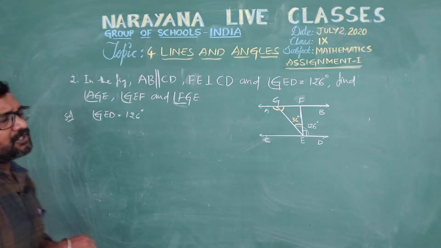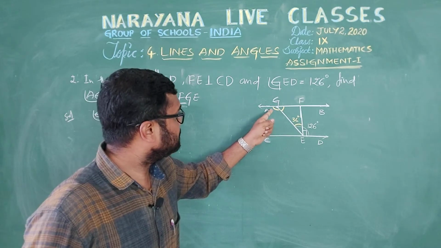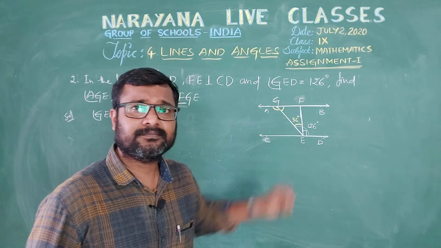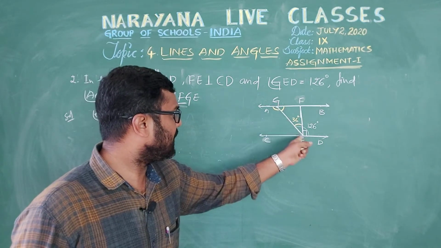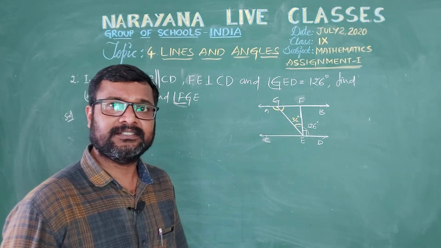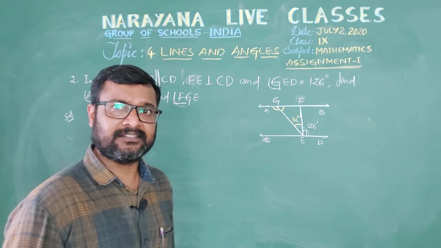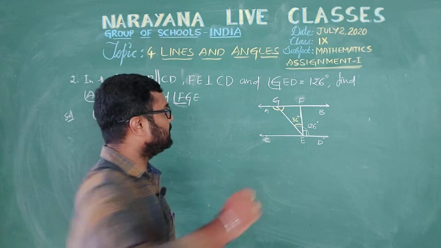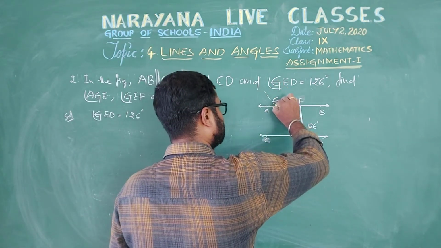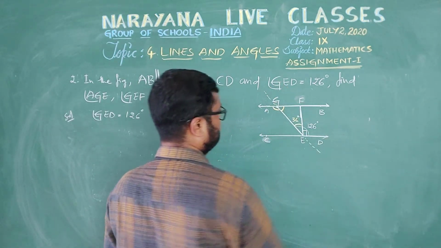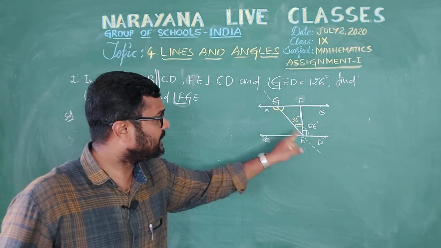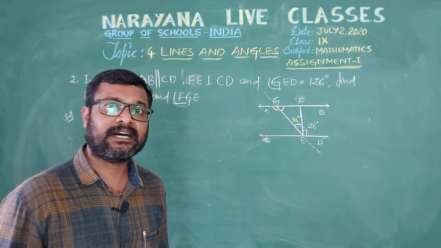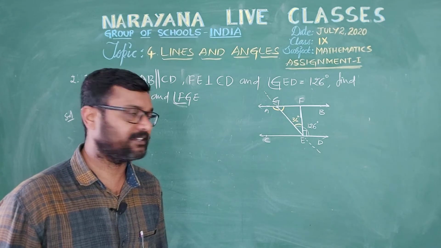See, now see here, these two are distinct parallel lines, and this line G is a transversal line, isn't it? So let it be a transversal line. If this is a transversal line, then this angle and this angle are what? Alternate interior angles, isn't it?